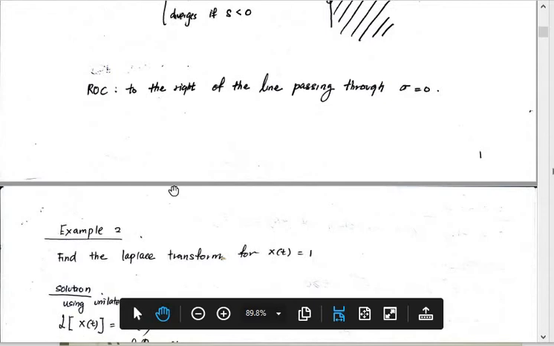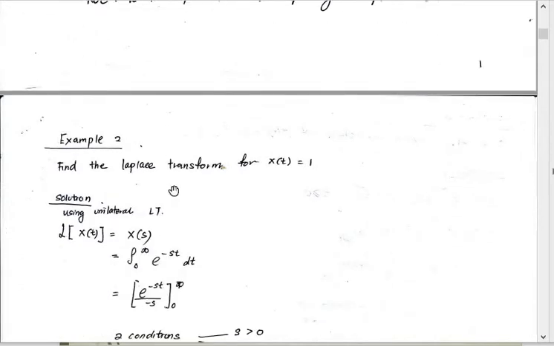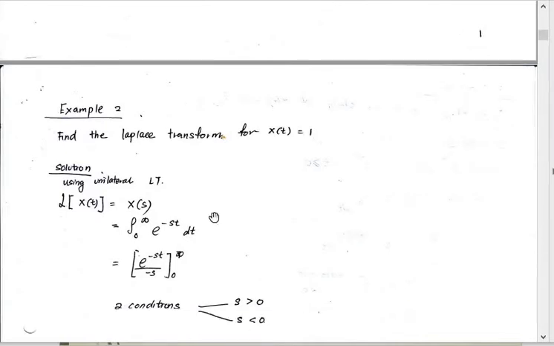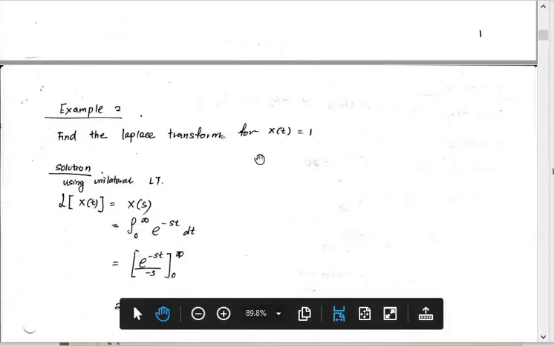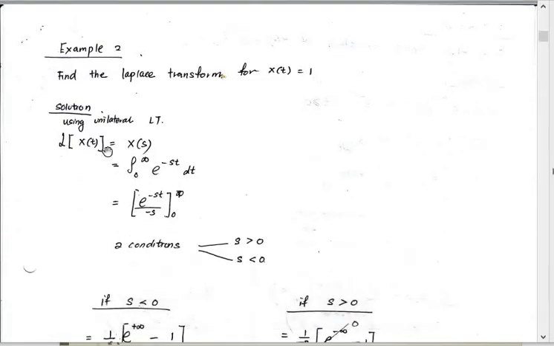Now, let's go to another example: how to find the Laplace transform for the signal x(t) equal to 1. Again, we use the unilateral only. So we substitute the value of x(t) equal to 1. You get the 1 here, 1 exponent negative st dt. So you integrate, and you get exponent negative st over negative s.